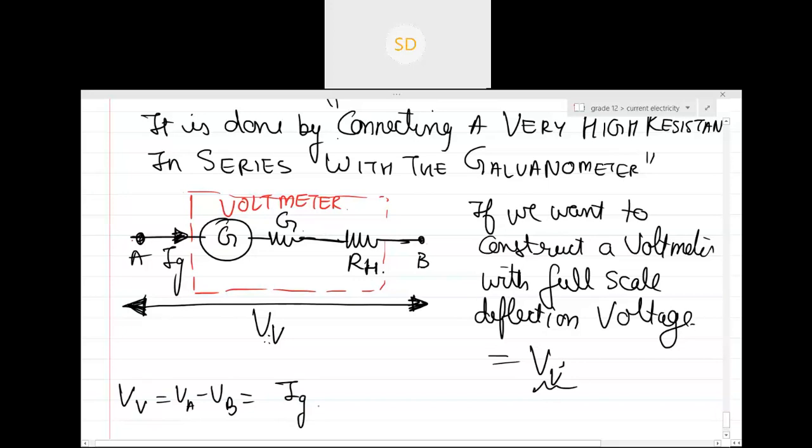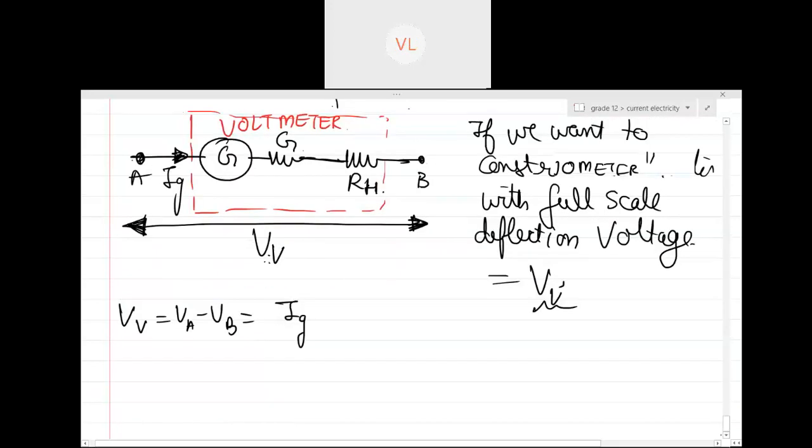Wait, sir, I don't get one thing. Why is this in series? Shouldn't it be in parallel? No, if it would have been in parallel, then most of the current will pass through the galvanometer, which I don't want. Wait, we are making a voltmeter, right?